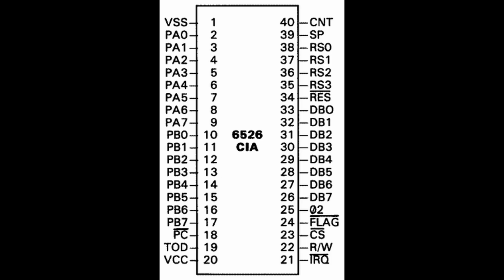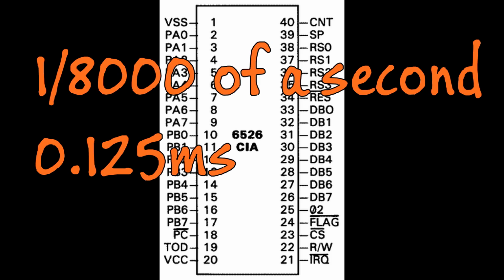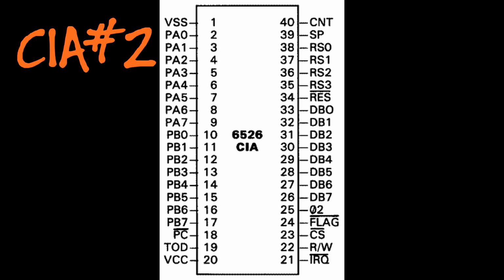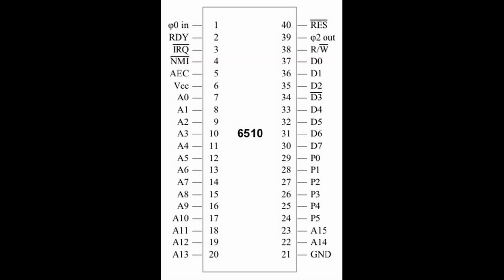To make the playback work, we need to play one of our sample nibbles every 1/8000th of a second, which is 0.125 milliseconds. Happily for us, the C64 has a very precise timer built into its CIA chips. We can configure CIA number 2 to generate an NMI, a non-maskable interrupt for us, at this precise time interval.